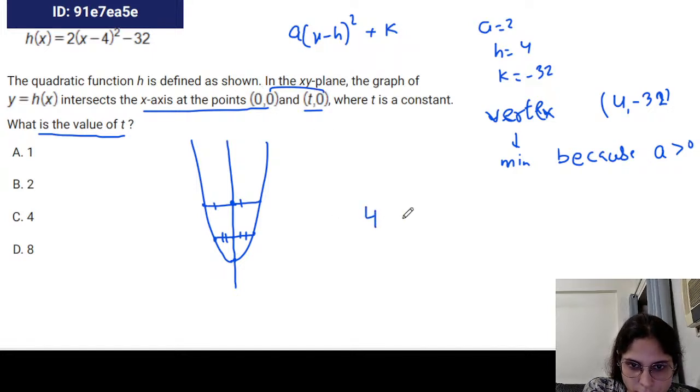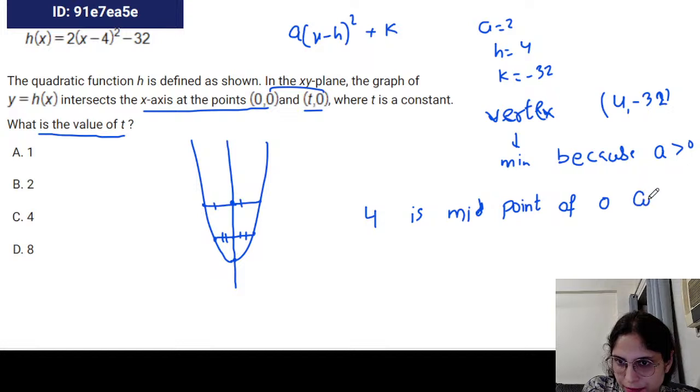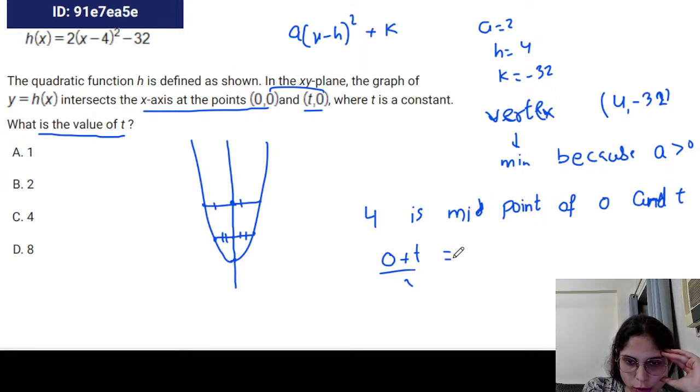So 4 is the midpoint of 0 and t. In most of the hard questions they will be going through that point with this particular concept. So 4 is the midpoint of 0 and t, that means (0 plus t) over 2 is equal to 4. Multiply with 2, t is going to be 8.